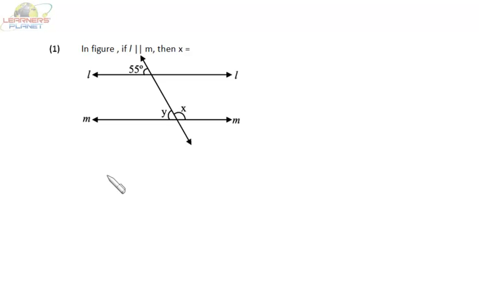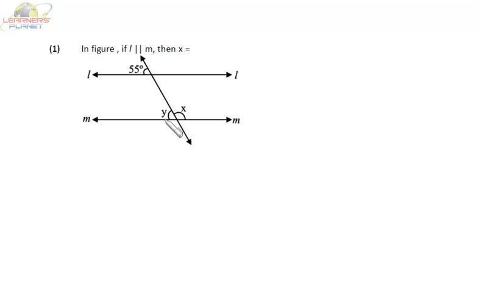Now let's take this question. In this question, this is line L and this is line M. And the line L is parallel to line M. And we have to find out the missing angle, that is angle X in this case. We are given that this particular angle is 55 degree. Now friends, quite simple question. Just have to apply the basic properties of pair of angles. This is 55 degree and these two lines are parallel.